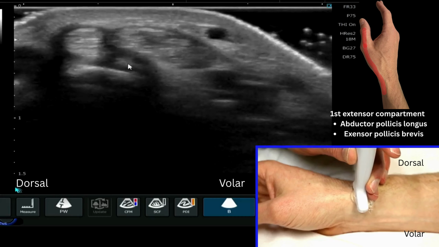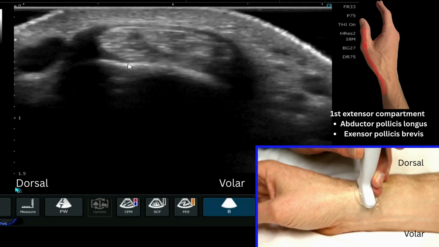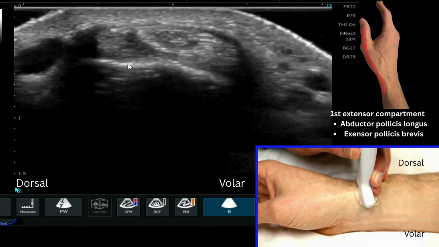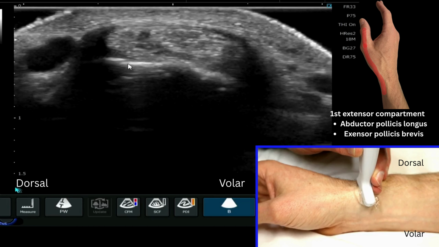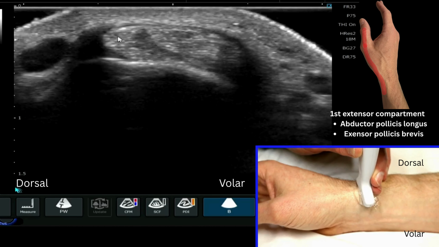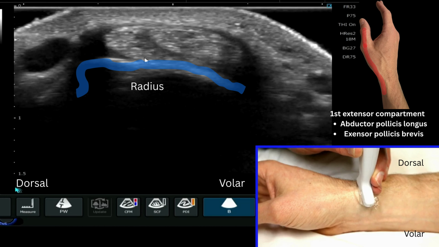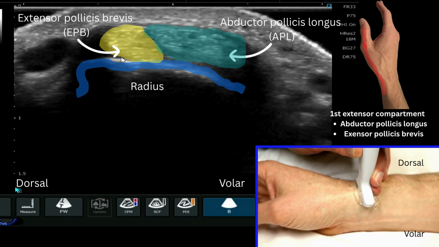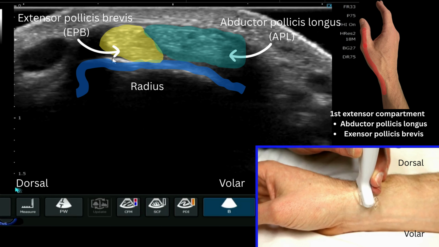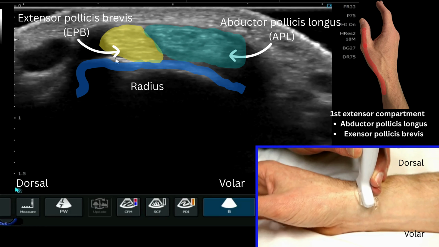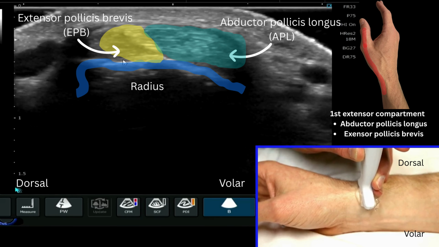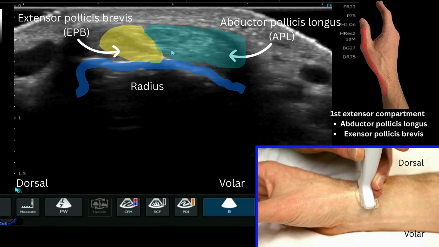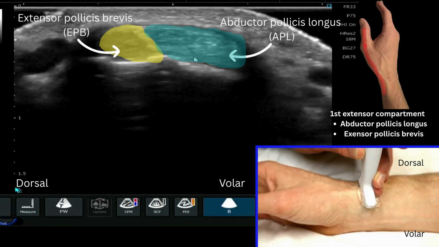You can scan up and down until you know that you're at that distal point of the radius, and then you can see on the left hand side of my screen the extensor pollicis brevis, and we can check that by getting the patient to extend their thumb. And then the abductor pollicis longus is next to it, and it's quite a bit bigger in size.